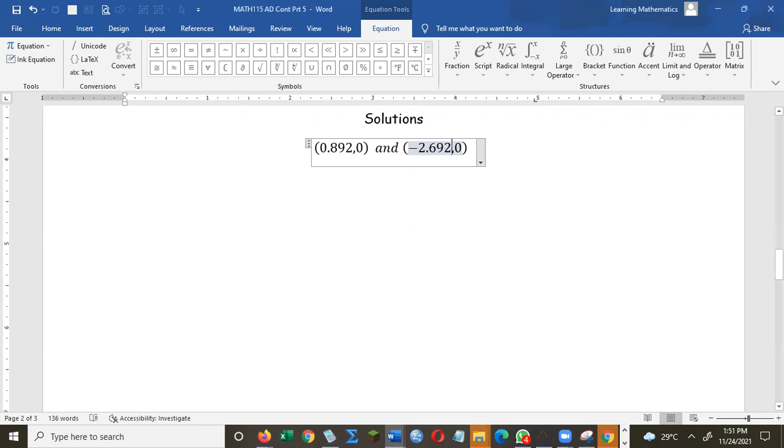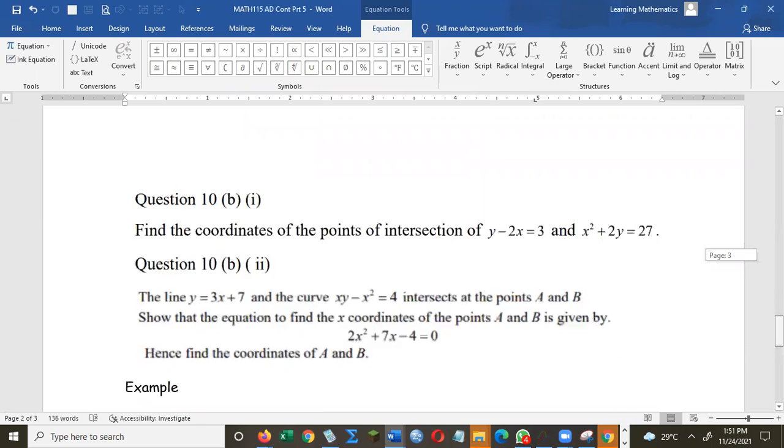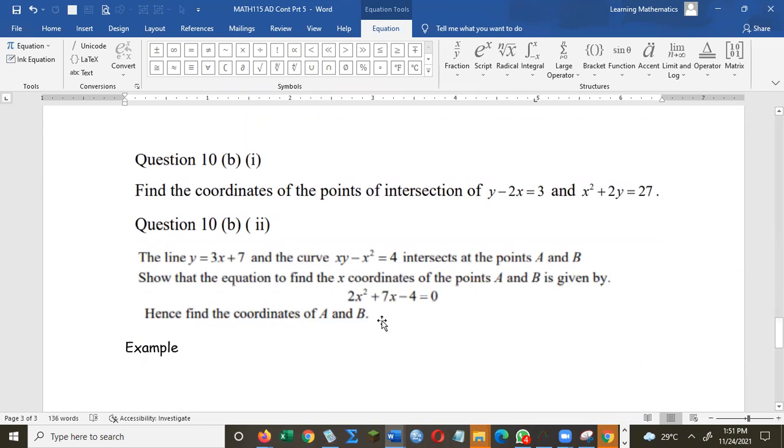Number 10, part B now, has two parts, B1 and B2. B1 says find the coordinates of the points of intersection of y minus 2 is equal to 3 and x squared plus 2y is equal to 27. I recall there was a question like that in the group chat. Someone was asking about it.